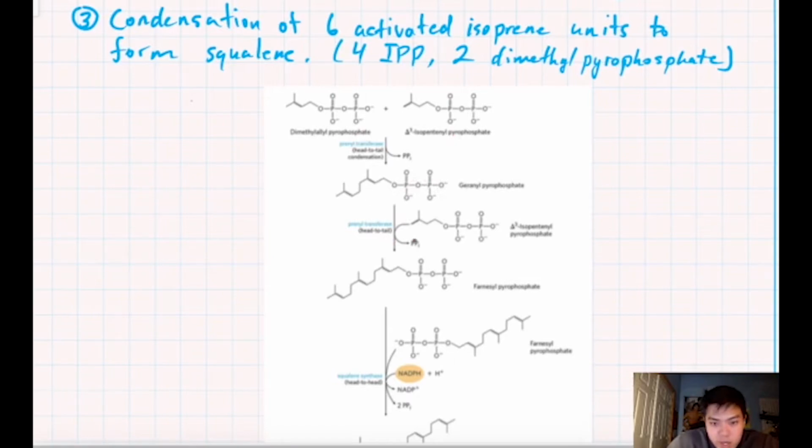Essentially, you're going to do the same reaction with another IPP, and you're going to get a 15 carbon long farnesyl pyrophosphate. So geranyl and farnesyl, these names aren't scientific. Geranyl is the oil that's found in roses, I think, that gives it its nice smell. That's where we first found this intermediate, in a rose oil, and so that's why it's named geranyl. And farnesyl is named for a similar reason in a different plant.